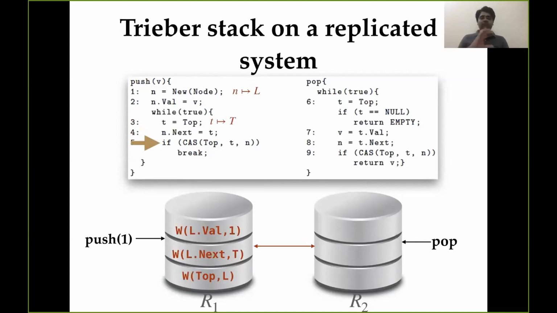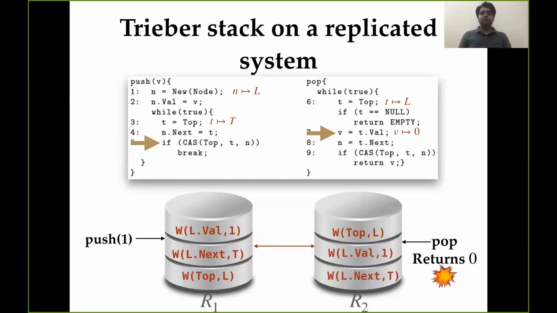Now, when these updates are transferred from R1 to R2, they are reordered by the network so that the write to the top variable reaches the replica R2 first. Now, pop executes on the replica R2 and reads top. Since the write event to top is present, it's going to read L. Now, it tries to read L.val, but the write event to L.val has not yet reached replica R2. Therefore, it's going to read some value, let's say it reads an initial value 0. This is the value that's actually going to be returned by pop to the client, thereby violating the addrem specification because there is no push of 0 in this execution.